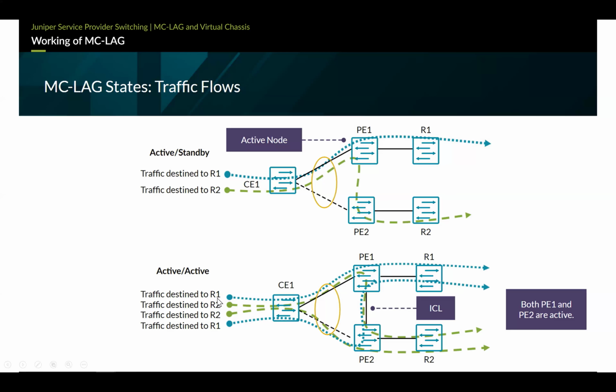Next, when you configure active-active mode, consider the traffic destined to R1 on the blue line and the traffic destined to R2 on the green line. The blue line traffic destined to R1 may first come in P2, then go to P1, then R1. That means every packet is load balanced between P1 and P2. That is called active-active. So both P1 and P2 are active in that case.